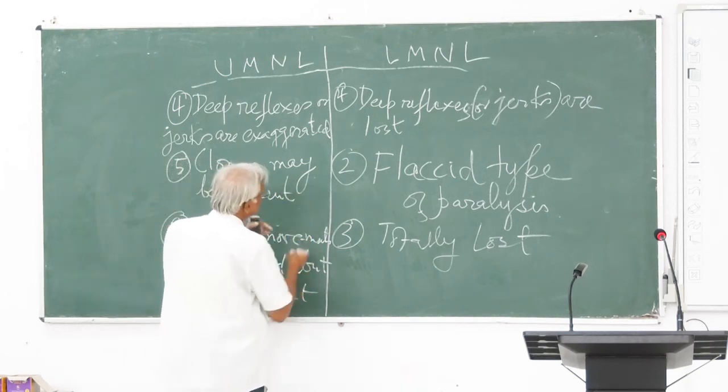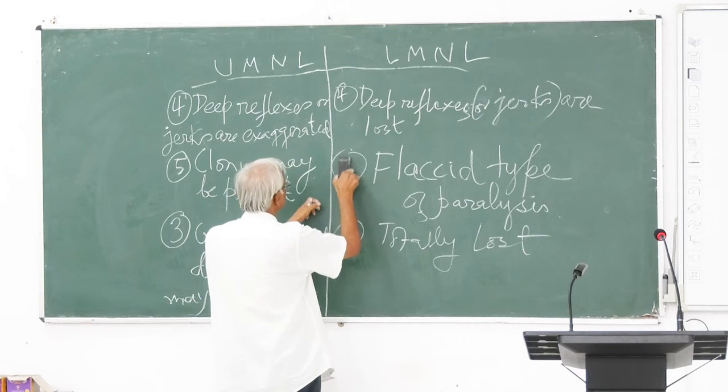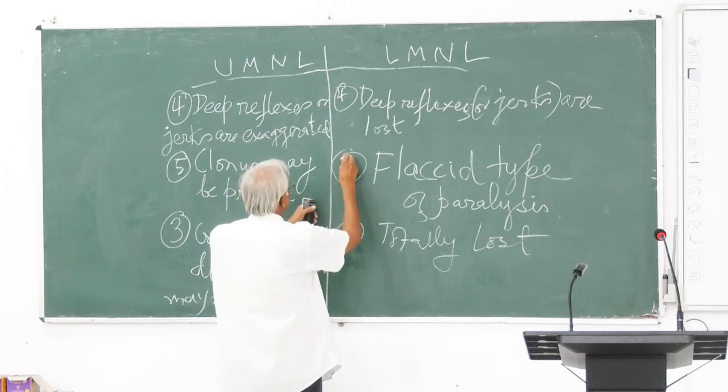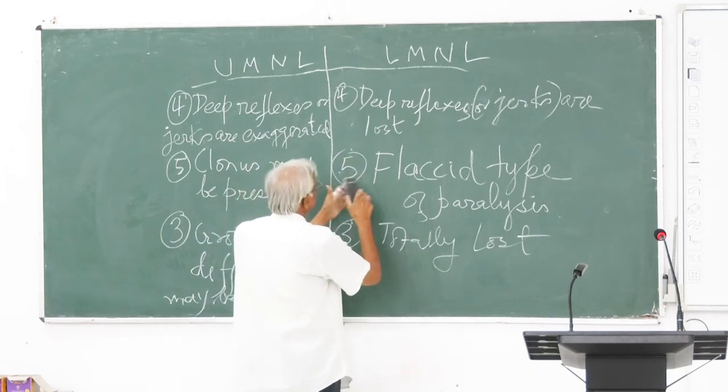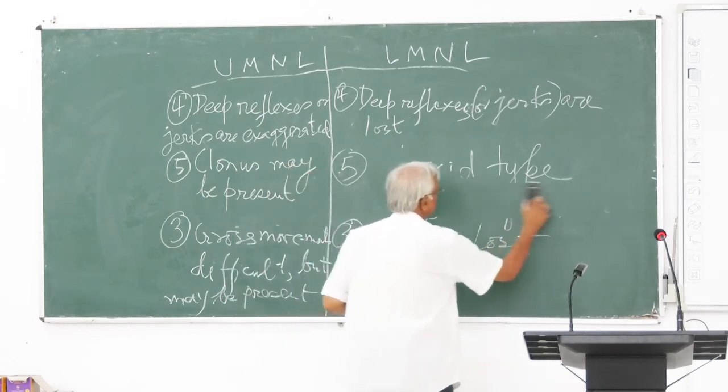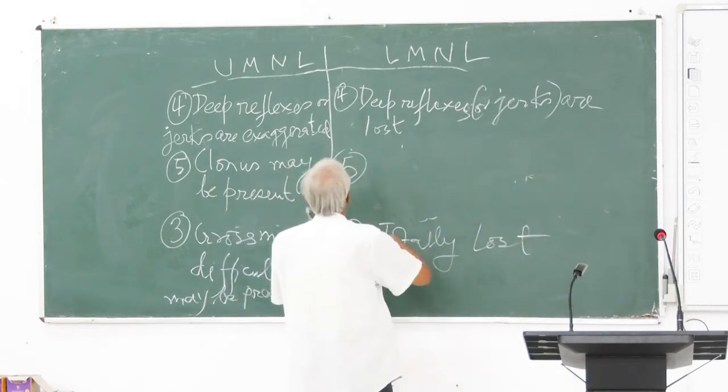In lower motor neuron lesion, if there is lower motor neuron type of paralysis, there is no clonus. Clonus cannot occur.